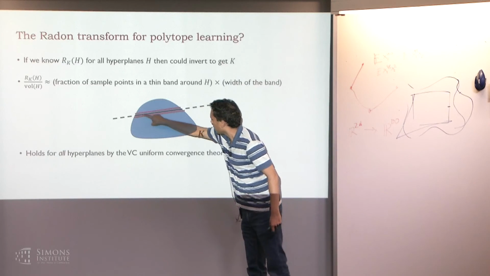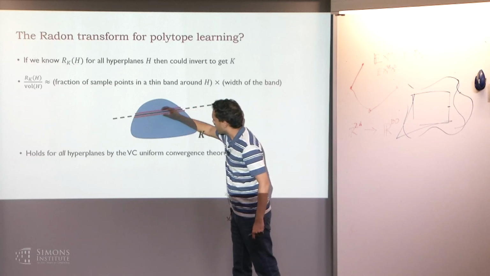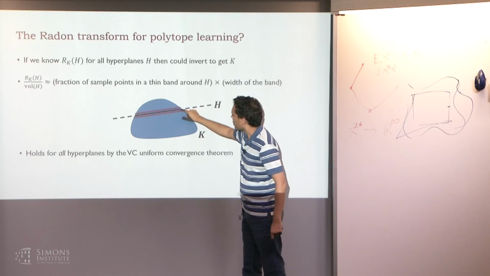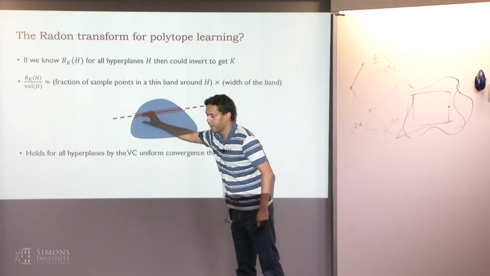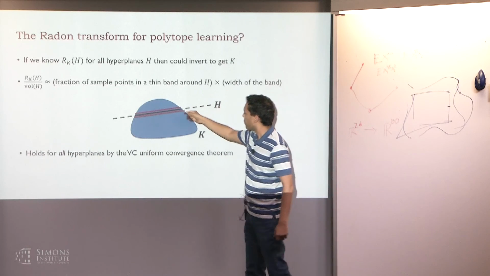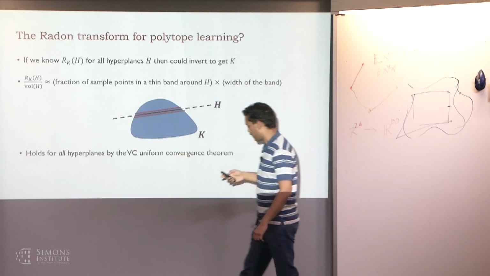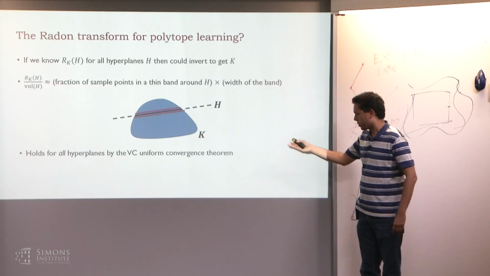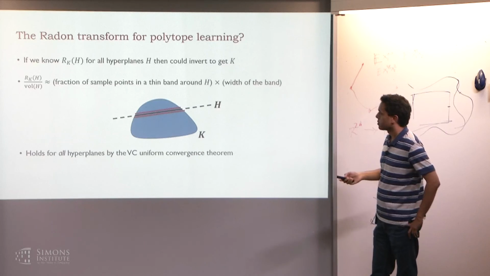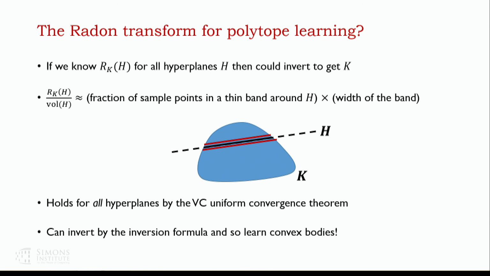So we want to know the volume of this intersection. Instead of that, if we take a very thin band around it, then the area of this intersection times the width is a good approximation of the volume of this band, right? And that volume is approximated by the number of sample points that lie here. So we can use that to approximately compute all of those numbers. And this holds for all hyperplanes by the uniform convergence theorem for VC classes. So we can approximately compute the Radon transform for all planes. And then we can invert by the inversion formula, and we can learn the convex body, right?